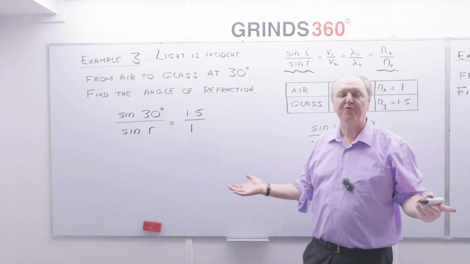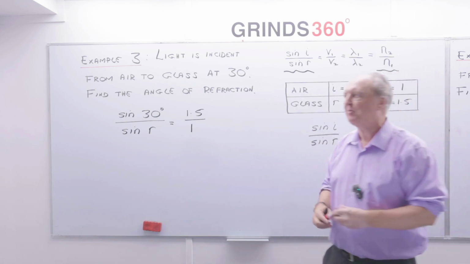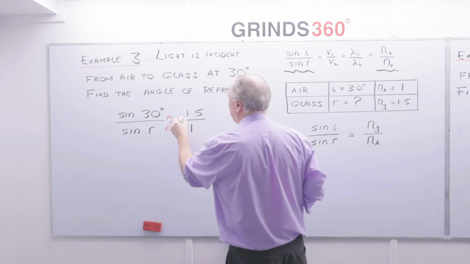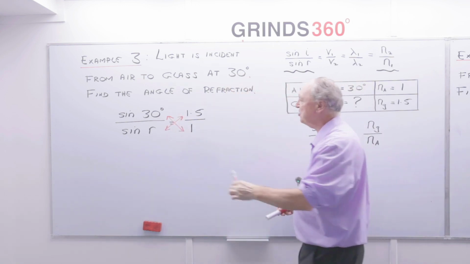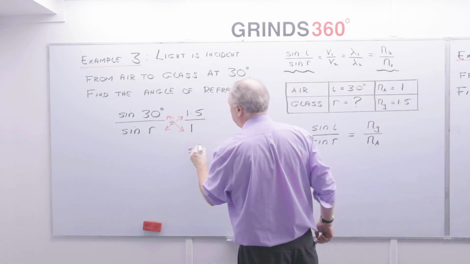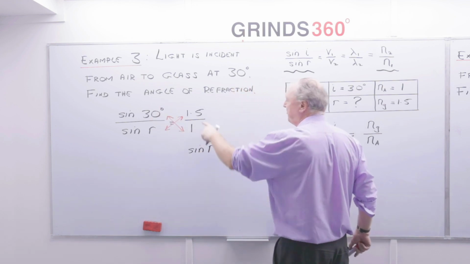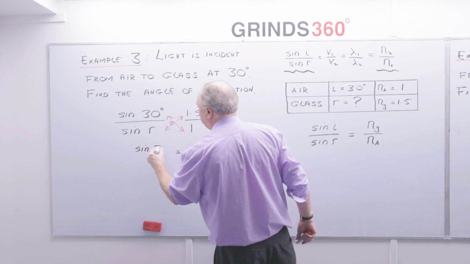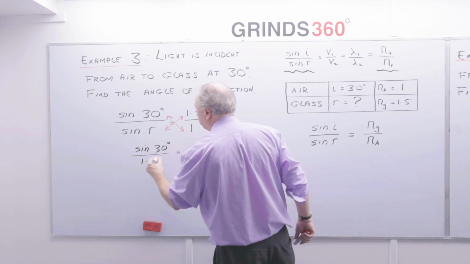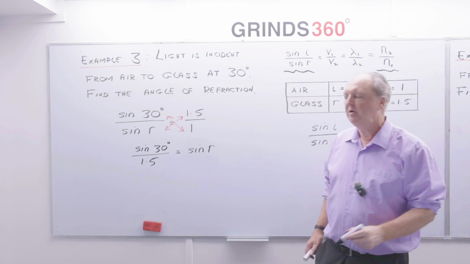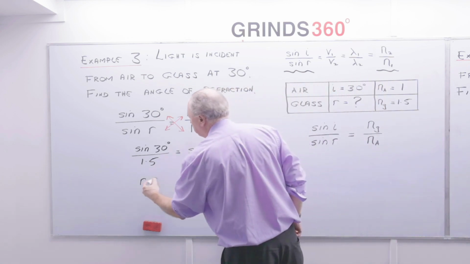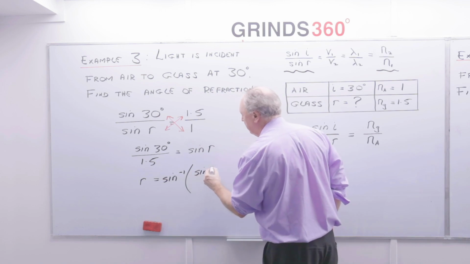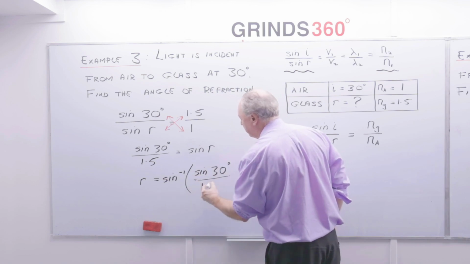I want to manipulate that formula, so you can do it by cross multiplying. In your head, put in these arrows. Let's bring the sine r up to the right hand side. It's down, so bring it across and up. So I have sine r here. Bring the 1 up, which makes no difference, and the 1.5 down. So it's sine 30 divided by 1.5. I want r. r will be the inverse sine of the left-hand side, which is sine 30 divided by 1.5.